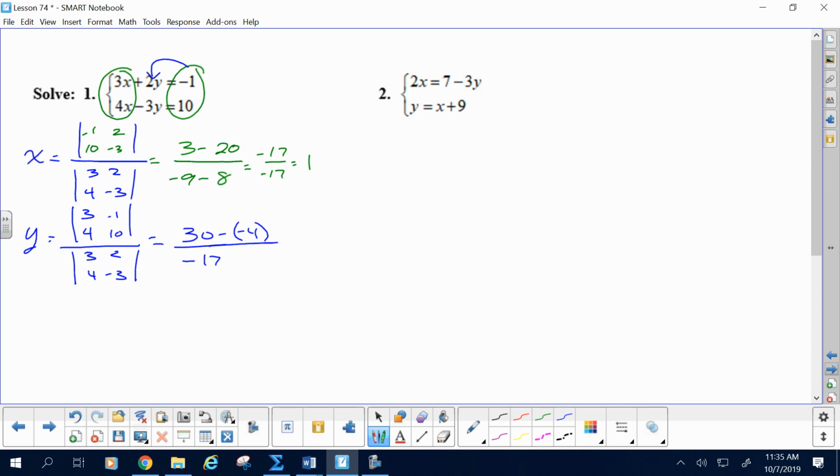I get 34 over negative 17, which is positive or negative? Negative 2. Therefore, these meet at negative 2, 1. Okay?